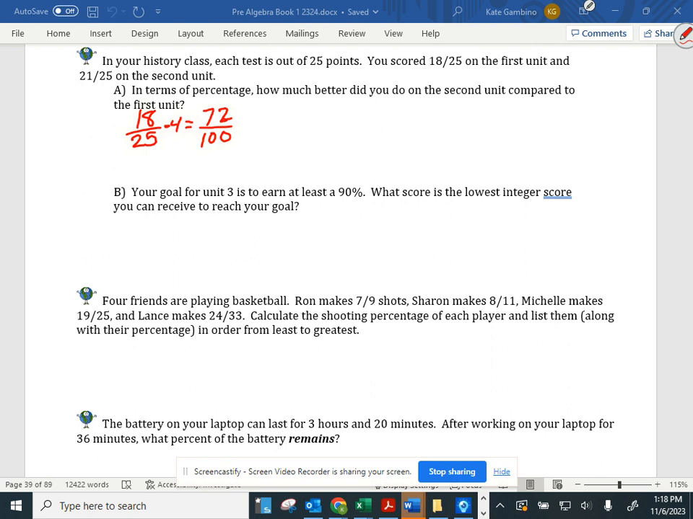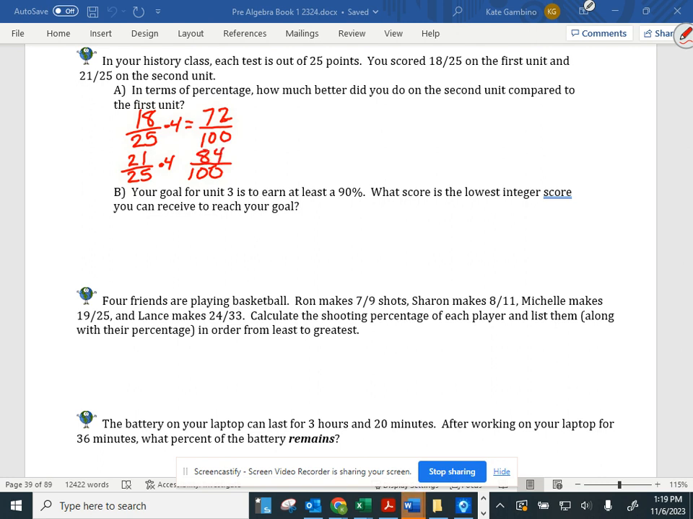72, right? Because that's 3 plus 4 is 7. Okay, so what's my next step? And then do 21 over 25, and then times it by 4. Yep. So we get that 100 on the bottom as our denominator, and we get 84.